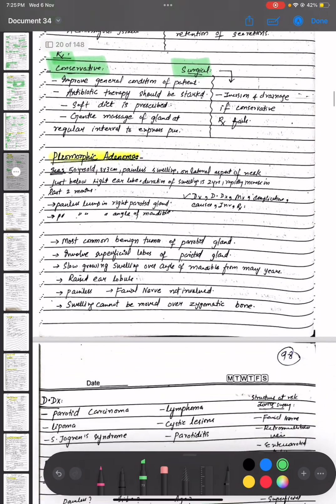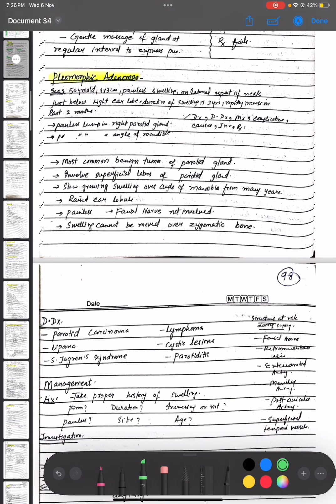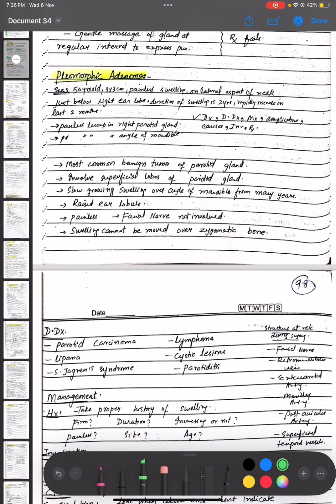Now, coming towards the pleomorphic adenoma, we are having a scenario in which there is a patient of 50 years old, 3 by 3 centimeter painless swelling is present on the lateral aspect of the neck, just below the right ear lobe. Duration of swelling is 2 years, rapidly increasing in the last 2 months. So, the diagnosis, differential diagnosis, management, complications, causes, and investigations and treatment is asked.